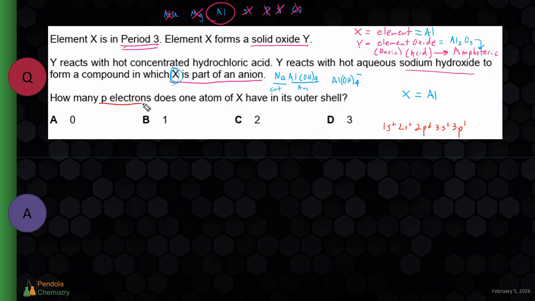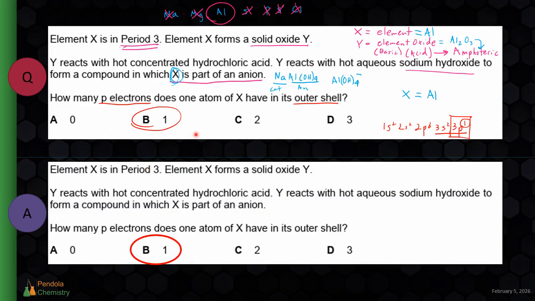How many p electrons, so how many electrons are in the p sublevel, does one atom of X have in its outer shell? So we're looking at the valence shell, which is energy level 3, and we're looking at the p electrons of the valence shell, which is the 3p sublevel. And it tells us how many electrons are there. Well, there's only one electron in the 3p, in the highest energy level outer shell of the p electrons. So there's only one electron, meaning the answer has to be B. So again, a lot of things had to come together here for us to get the answer.